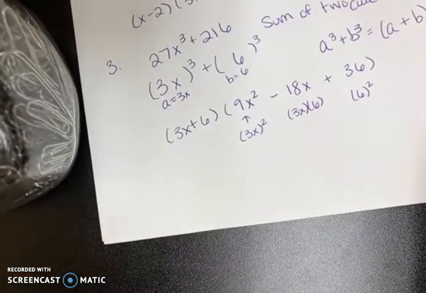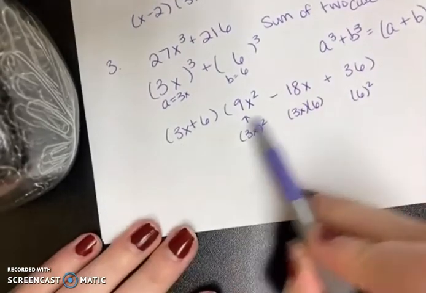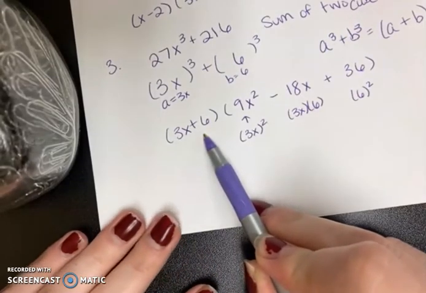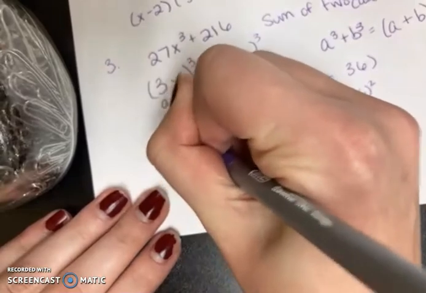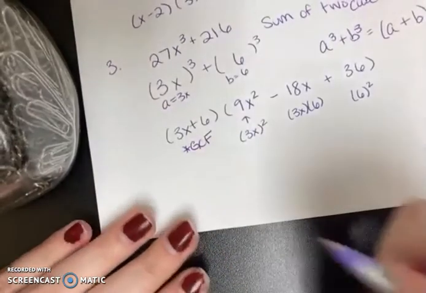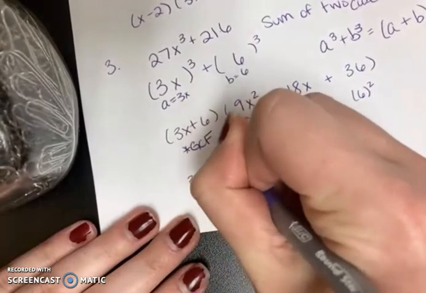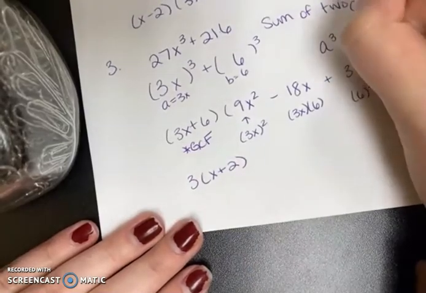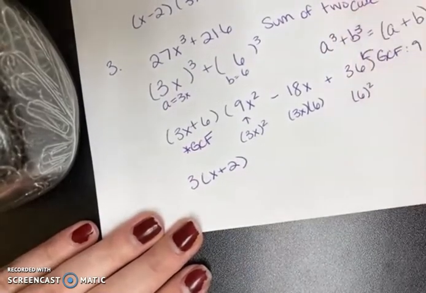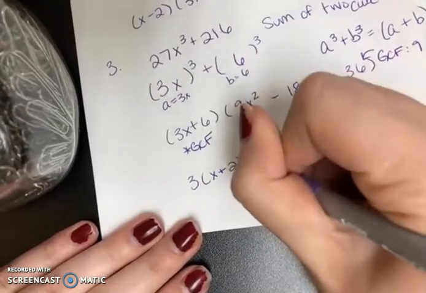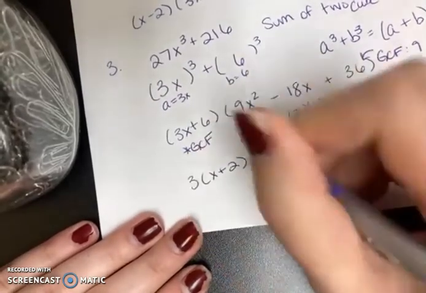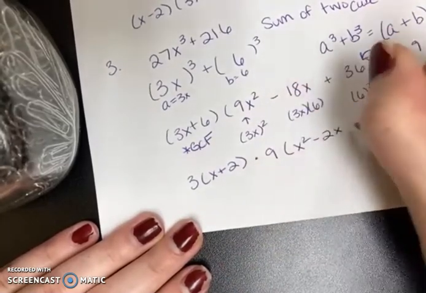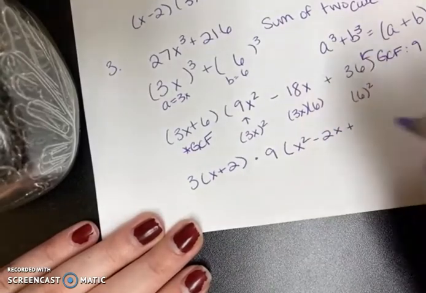Now, we do want to see if we can factor this any further. This doesn't mean that we're done. So the 3x plus 6 can be factored further. I want you to notice that there is a GCF here of 3. So if I pull out a 3, I have x plus 2. And when I look here, I also have a GCF of 9. So I can pull out a 9. Remember, this is multiplication between the two. So times 9 times x squared minus 2x plus 4.